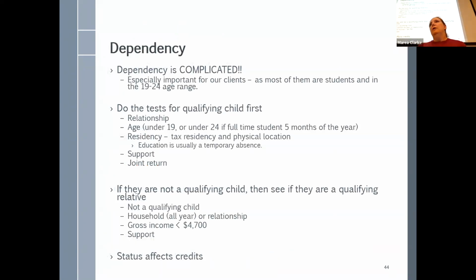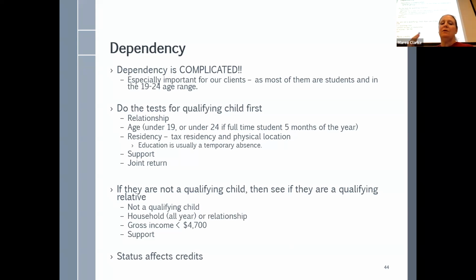All right. The one thing that I'm going to say here is that dependency is complicated, right? You saw that list of things. It's not exactly easy to figure out. It's especially important for a lot of our clients, because they're right in that range. Most of them are students. Most of them are in that 19 to 24 age range. So when we look at it to say, okay, are you a dependent? Are you not a dependent?